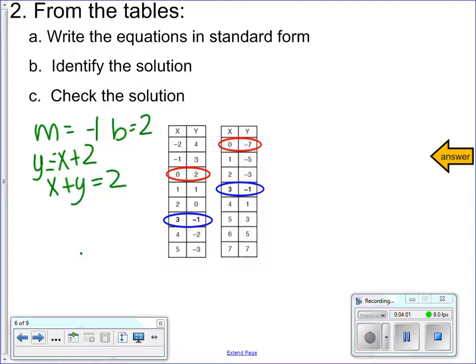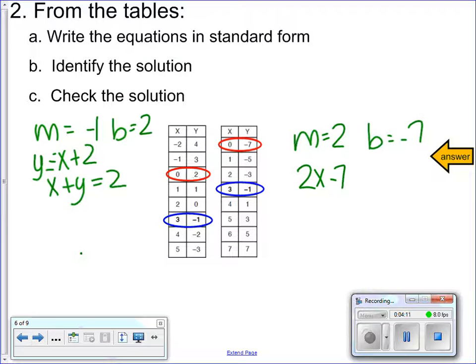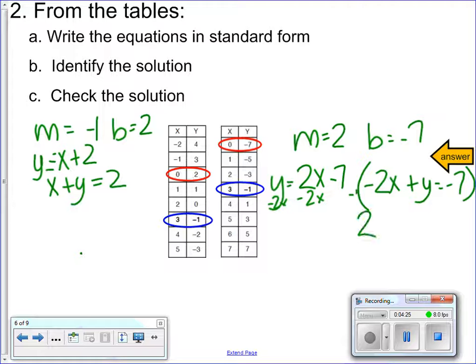In table 2, the slope is 2, and the y-intercept is -7. So y equals 2x minus 7. I need to subtract 2x from both sides. I get -2x plus y equals -7. Multiply everything by -1 and get 2x minus y equals 7.